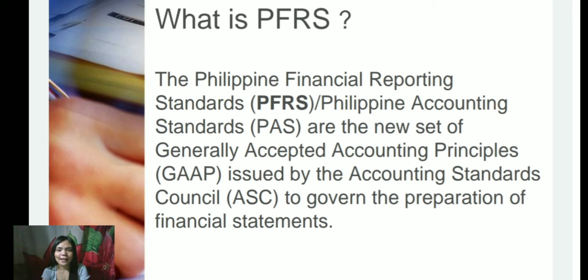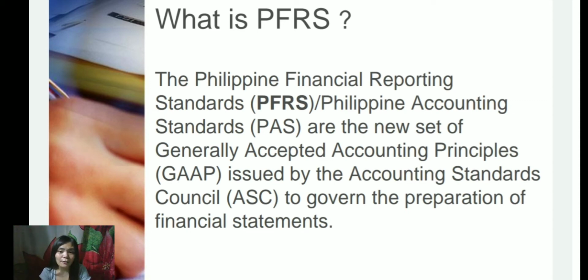So PFRS, or the Philippine Financial Reporting Standards, or the Philippine Accounting Standards, or the PAS, are the new set of generally accepted accounting principles, or the GAAP, issued by the Accounting Standards Council, the ASC, to govern the preparation of financial statements. So you might also ask what accounting standards are used in the Philippines.